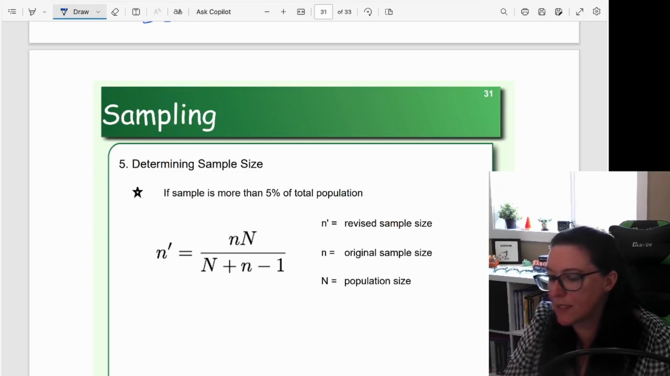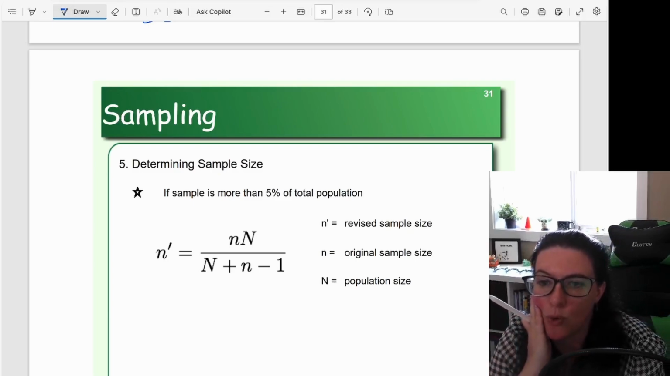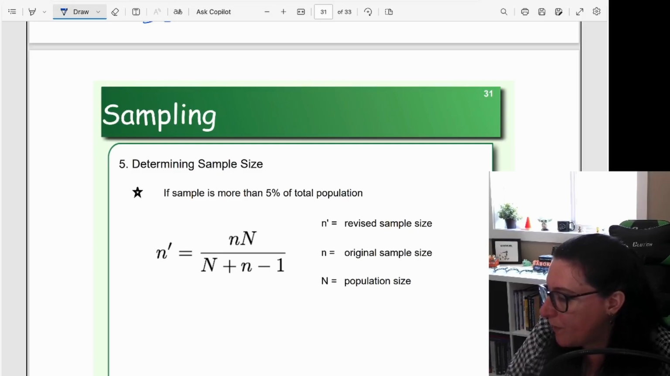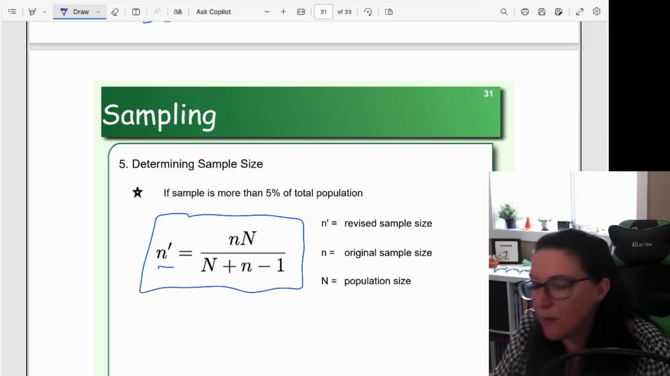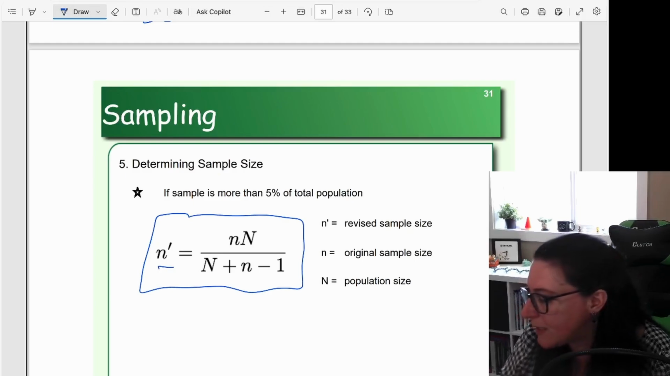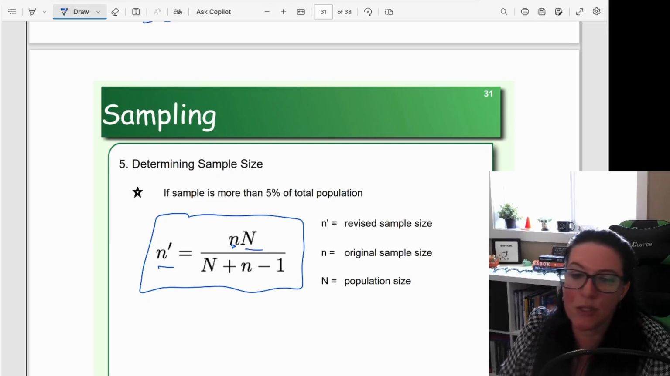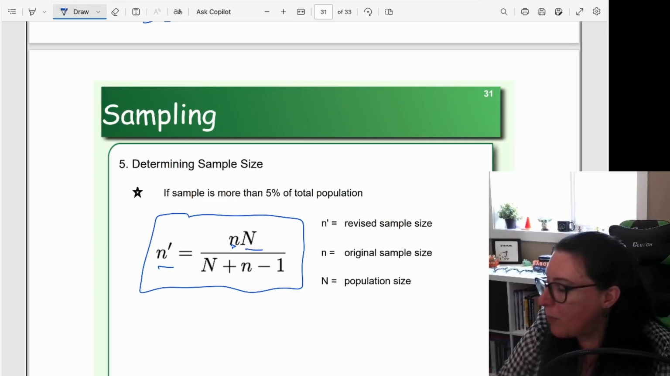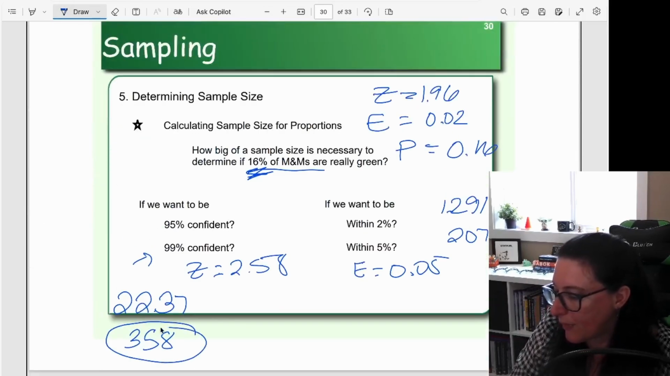We adjust the sample size if your sample is more than 5% of the total population. So in this formula here, we're going to revise the sample size and get this N with a little dash after it. And it's going to be the original sample size, which is the lowercase n, and the population size. So we came up with, in the previous calculation here, let's say with this 358.